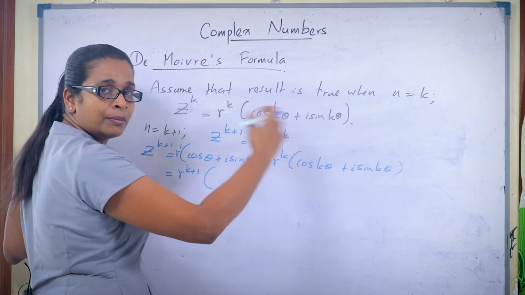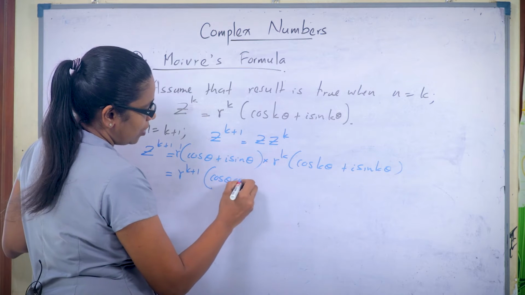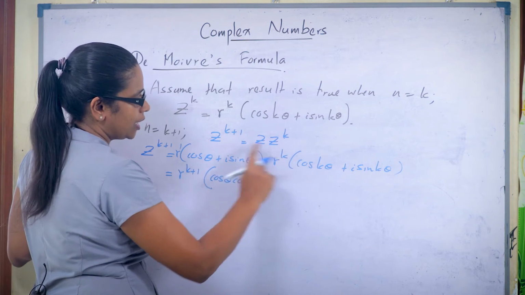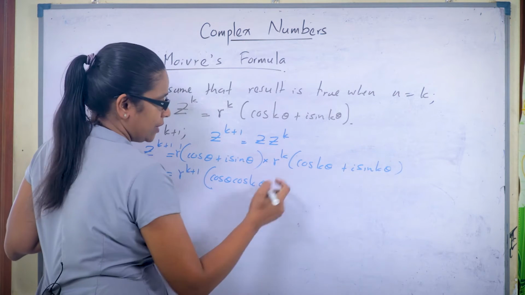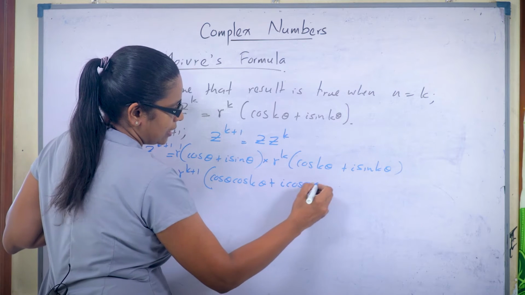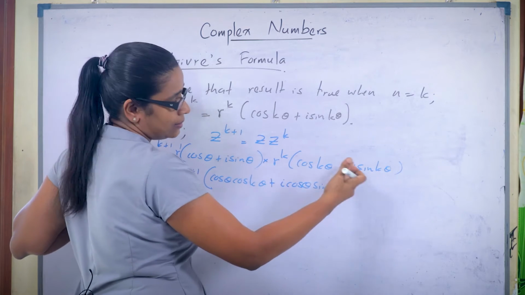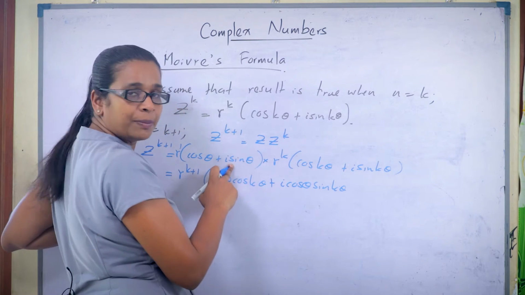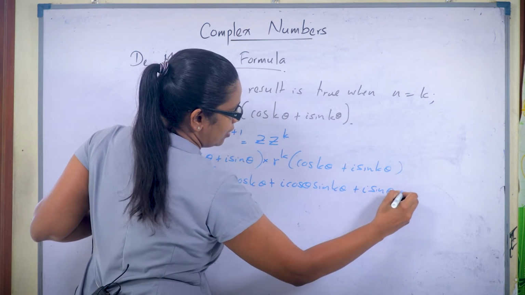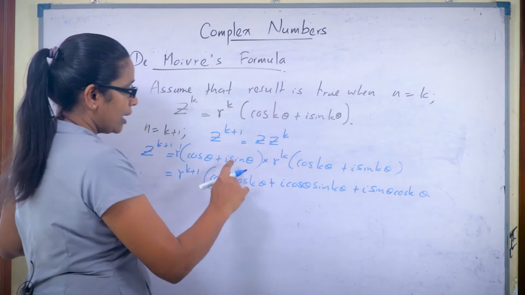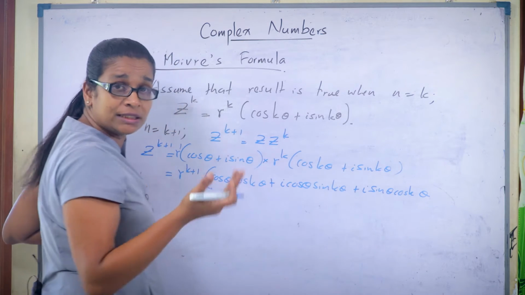So going to do the multiplication of two brackets. Here, cos theta cos k theta when you do the multiplication of first terms. Then cos theta going to multiply with this: i cos theta sin k theta. And again both terms in the second bracket going to multiply by i sin theta. So here i sin theta cos k theta. And when you do the multiplication of last two terms, i into i, I mean i squared.